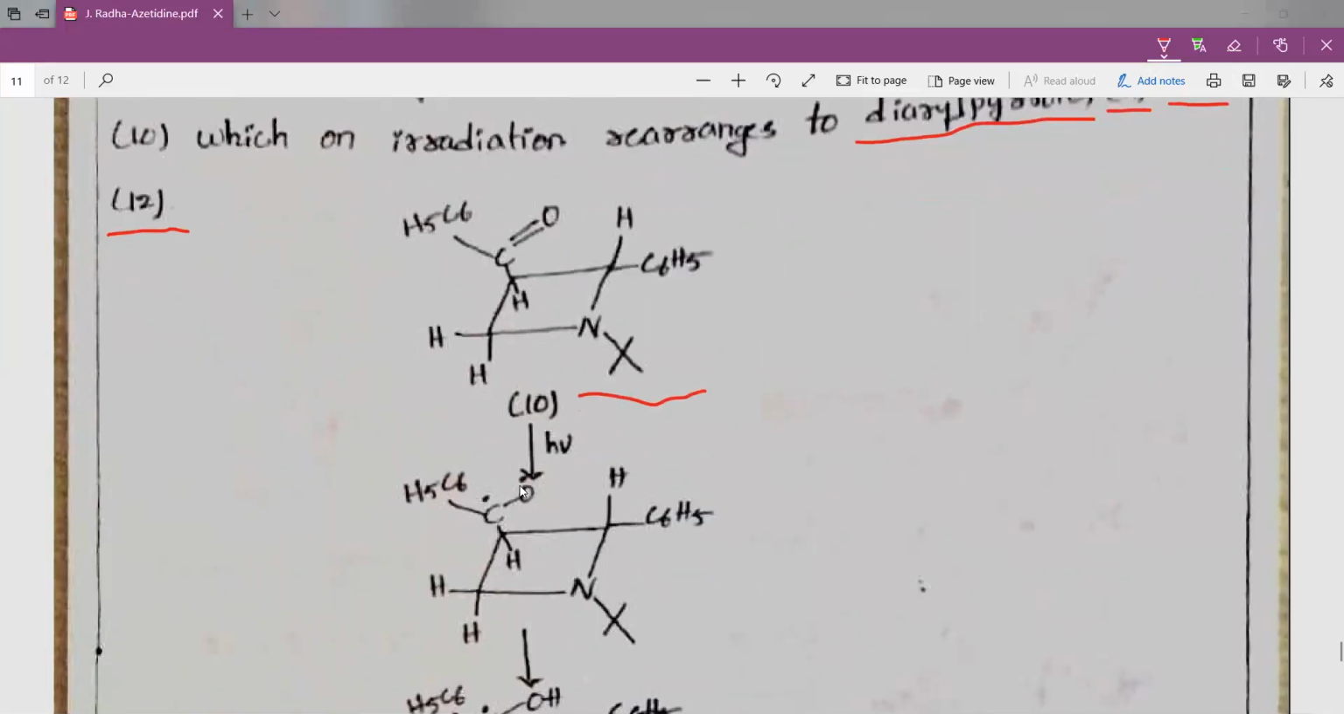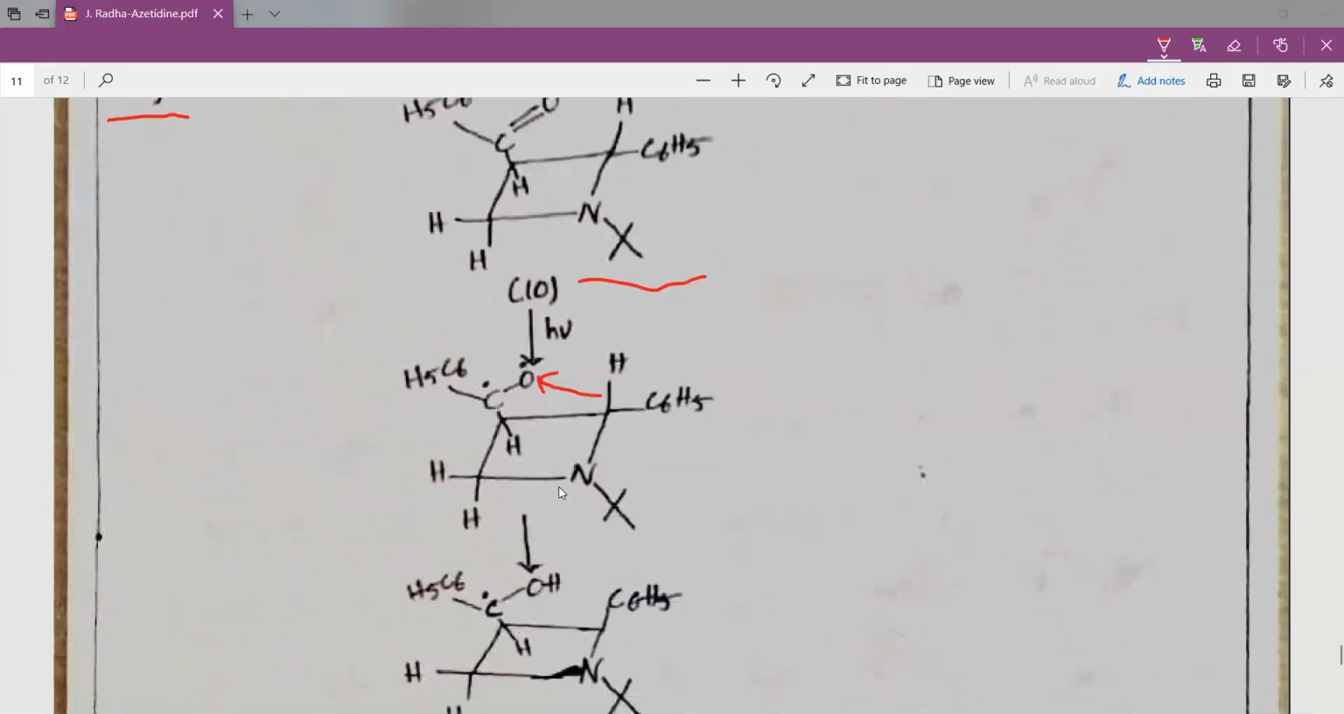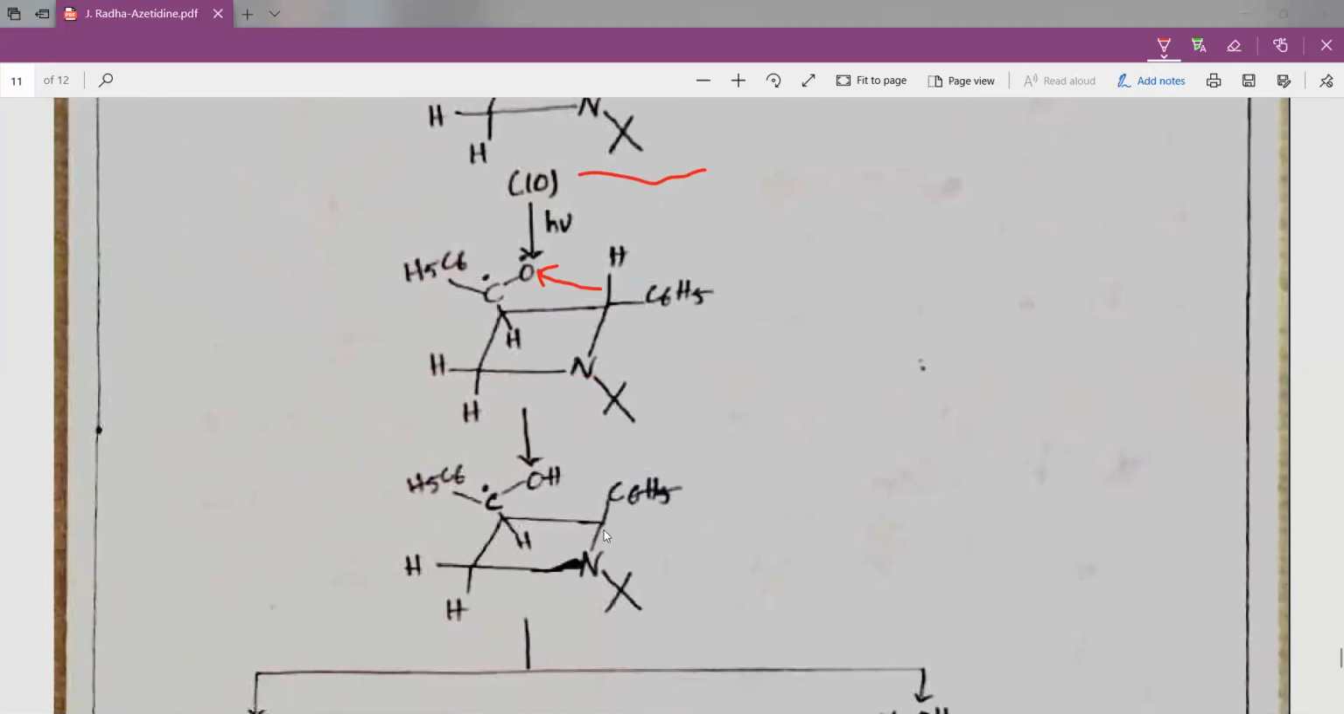You can see unpaired electrons here. Two unpaired electrons. Then there is a shift of hydrogen. This hydrogen will shift to oxygen to form another biradical. We get another 1,3 biradical. So 1, 2, 3. There must be one electron here.